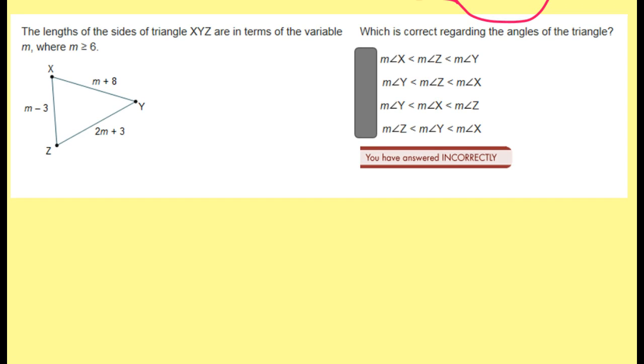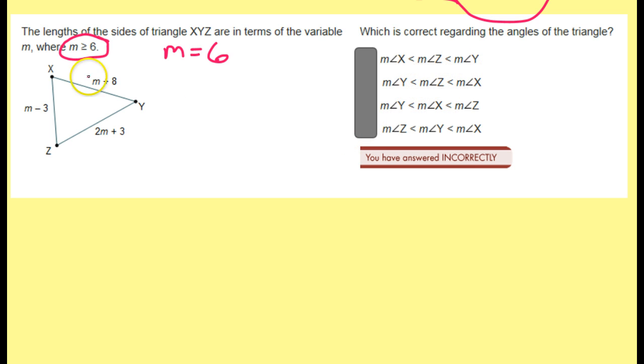Alright, let's keep going. The lengths of the sides of triangle XYZ are in terms of variable m, where m is greater than or equal to 6. What is correct regarding the angles of the triangle? So they're saying greater than or equal to 6. So that means the smallest m could be is 6. So let's start with that and use that to answer the questions, because m could be bigger than that, but that shouldn't change the order of the sizes.